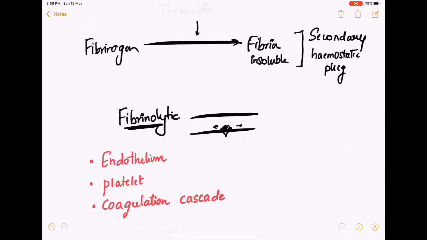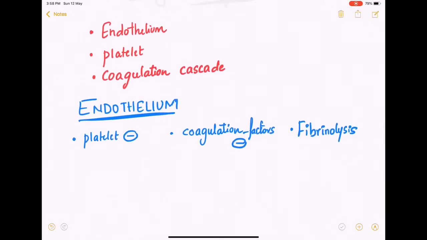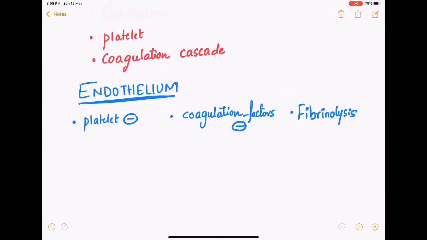In the entire play of coagulation, we have three major components which are involved, and that is endothelium, platelet, and coagulation cascade. Talking about the endothelium, it has procoagulatory effects and anticoagulatory effects. Now, what determines whether there is going to be a clot or not is which of these factors is more at a given time. Let's look at its anticoagulant properties or antithrombotic properties.